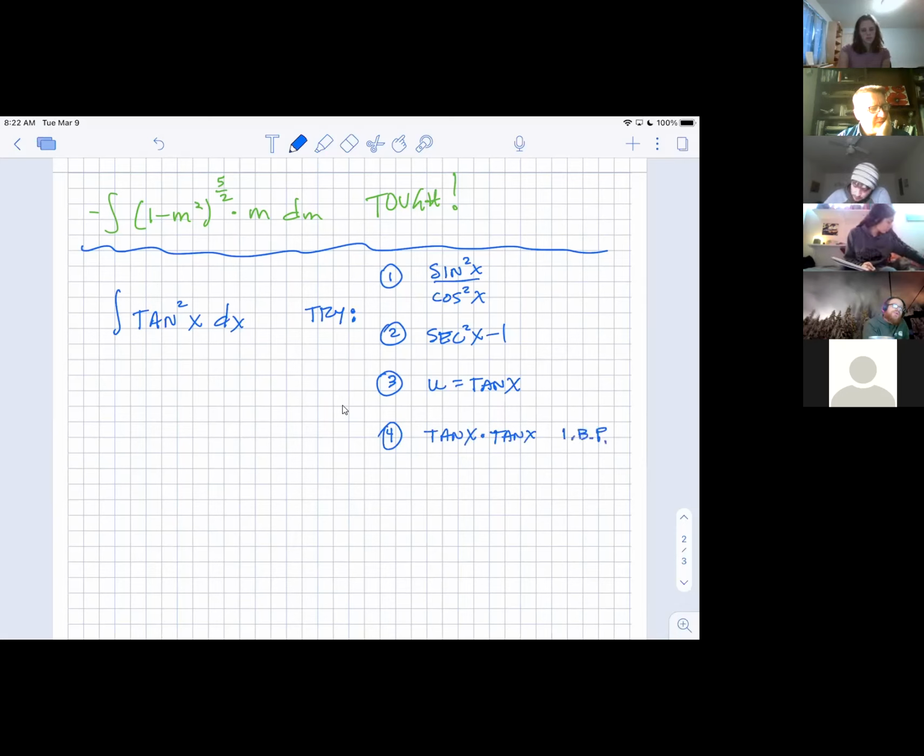Yeah, or even, to your point, Eve, rewriting it as tangent times tangent. Hey, look, two things multiplied together. So I could write it like that and then try integration by parts. And so this is my point. You're not really understanding the tools you have. You have integration by parts and you have substitution. Those are the only tools there are.